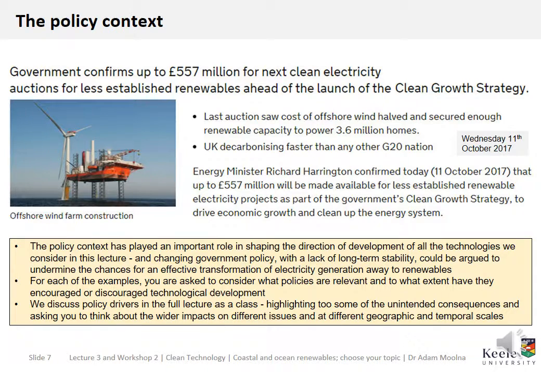The policy context has played an important role in shaping the direction of development of all the technologies we consider in this lecture, and change of government policy, with a lack of long-term stability, could be argued to undermine the chances for an effective transformation of electricity generation away to renewables. For each of the examples, you are asked to consider what policies are relevant and to what extent have they encouraged or discouraged technological development. We discuss policy drivers in the full lecture as a class, highlighting too some of the unintended consequences and asking you to think about the wider impacts on different issues and at different geographic and temporal scales.